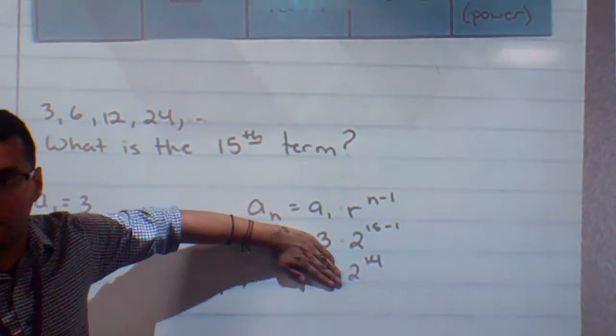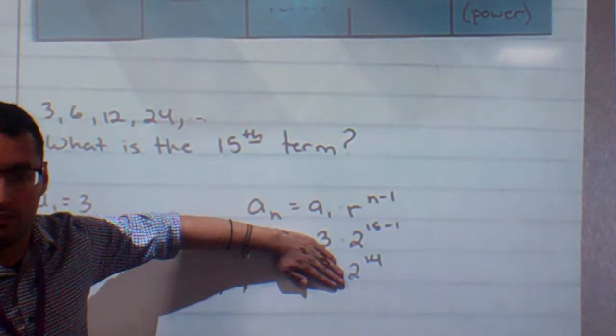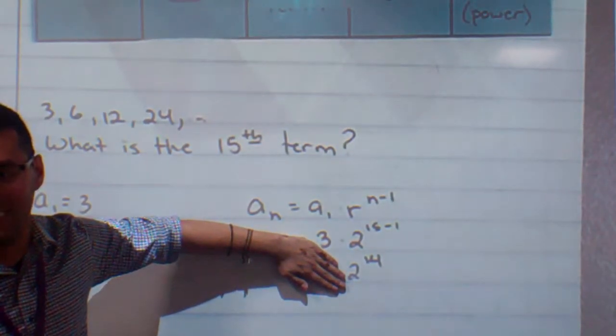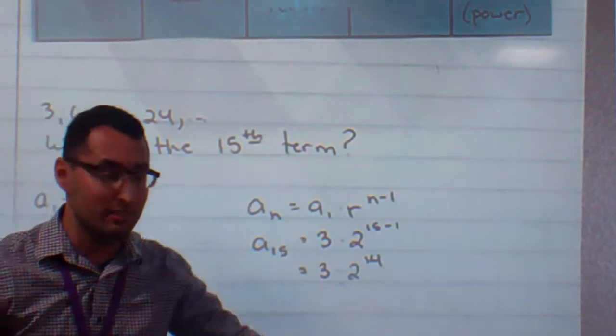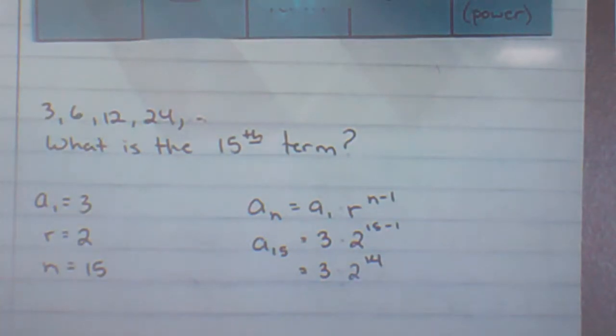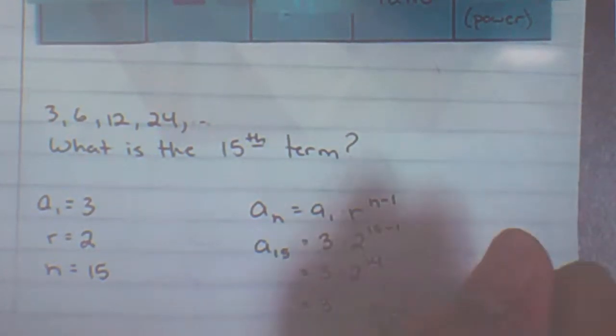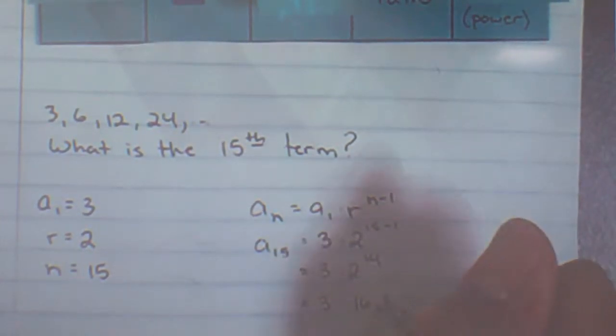Now 2 to the 14th power, what does that mean? 2 times 2 times 2, 2 times itself 14 times. Wow. That's a huge number. What I'm going to do is I'm just going to give you that number, unless you guys want to figure it out. No. Alright, so we're going to have 3 times 16,384.